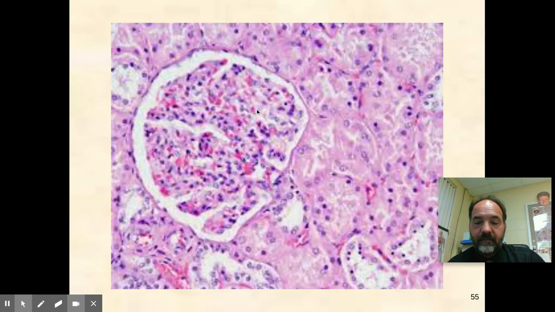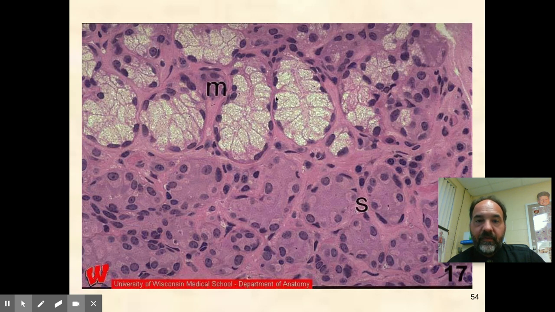And let me back up. And look how thin and flat those cells are. These are simple squamous epithelial cells in the lungs. There's the surface of one of those alveoli.